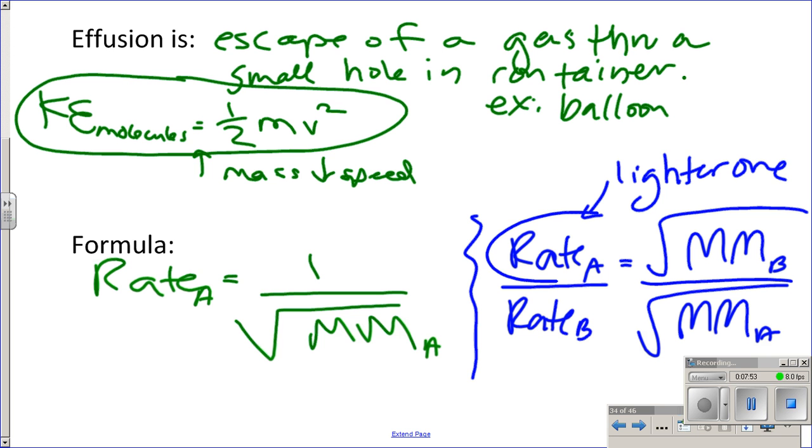Okay, and I always put the lighter one on top. That makes sure that your values when you calculate them are like 1.0 or something like 4 times greater. So it's an integer that makes sense, because if you put it on the bottom, you get like, oh, this gas is 0.0065 times slower or faster. You're like, what does that mean? It's easier to say it's twice as fast, something like that. So your math comes out in a better way if you put the lighter one on top. All right, let's do 2 problems.